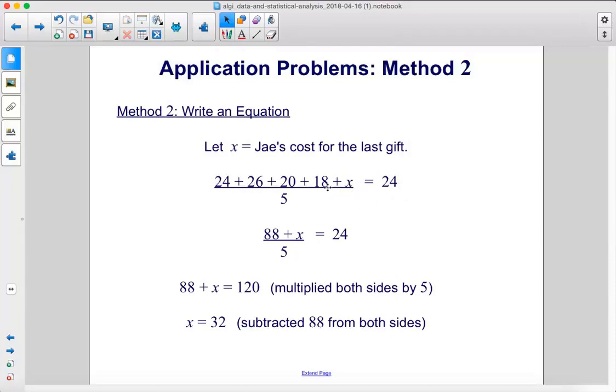So you have all these added together, gives you 88 plus x divided by 5 equals 24. So we multiply both sides by 5, and we get 88 plus x equals 120. And finally, we subtract 88 from this side, put it over there, we get x equals 32.